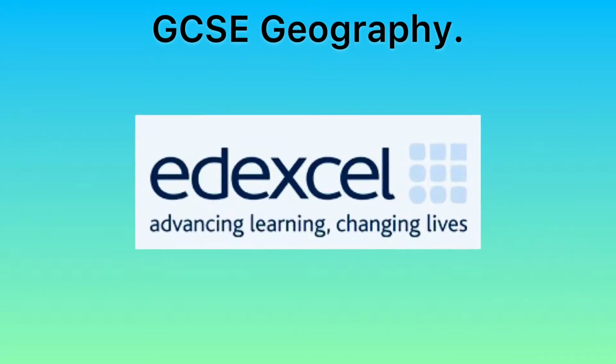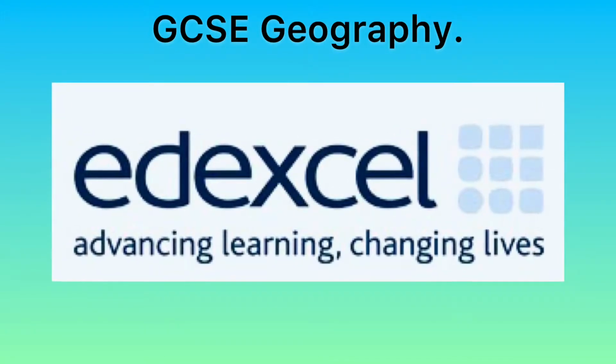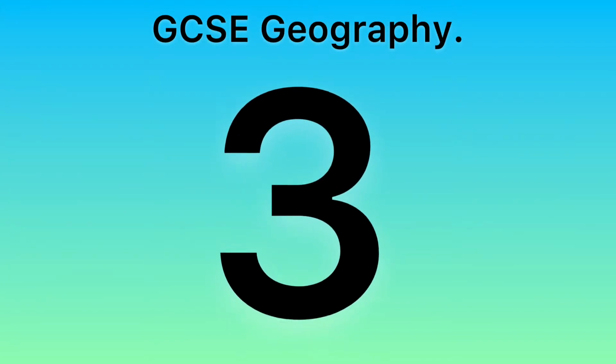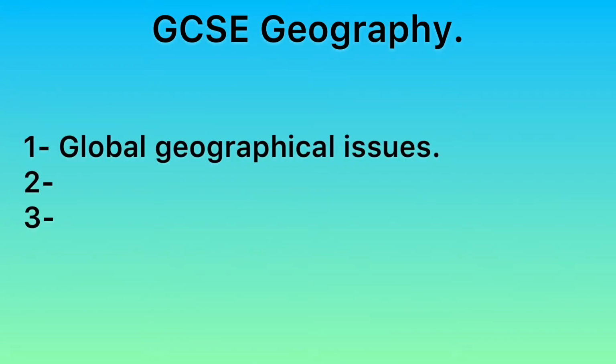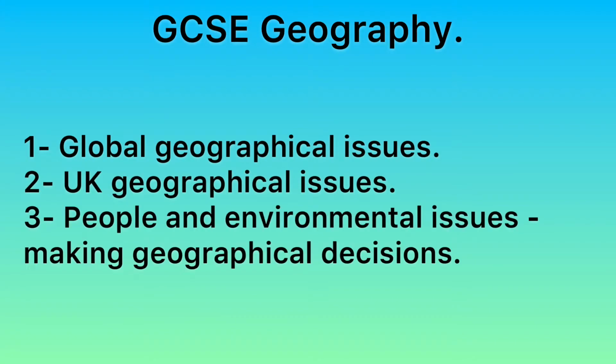We will be following the Edexcel B GCSE course, so let's find out how it's set up and what you'll be learning. The Edexcel B course is split into three main sections: Global Geographical Issues, which is Paper 1, UK Geographical Issues, which is Paper 2, and People and Environmental Issues, Making Geographical Decisions, which is Paper 3.